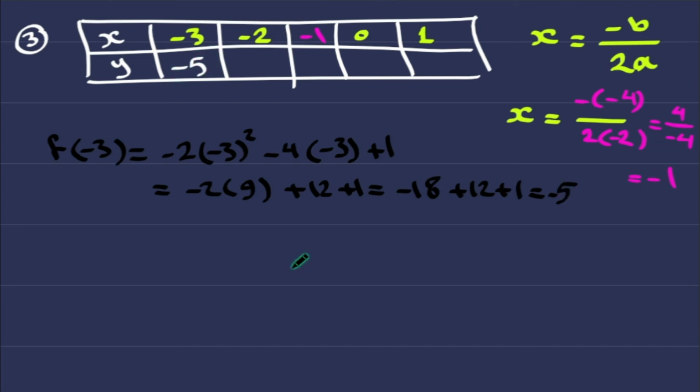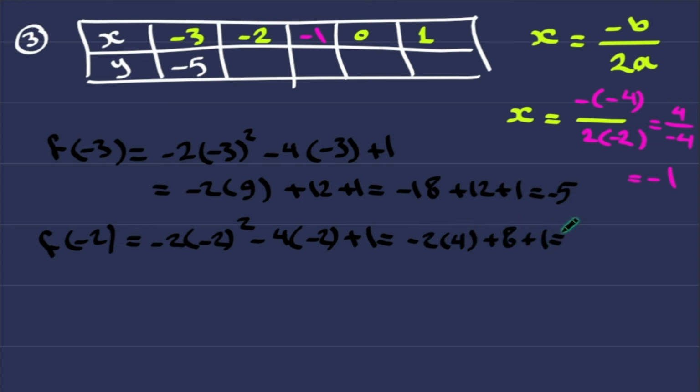f of negative 2 is equal to negative 2 times negative 2 squared minus 4 times negative 2 plus 1. So it's equal to negative 2 times 4 plus 8 plus 1. Negative 2 times 4 is negative 8. So negative 8 plus 8 plus 1, which is 1. So f of negative 2 is 1.